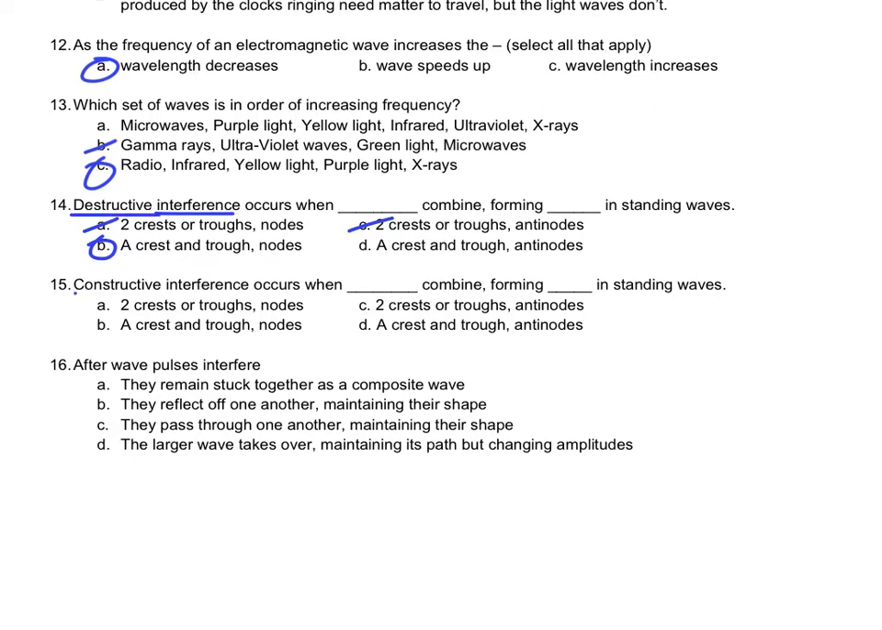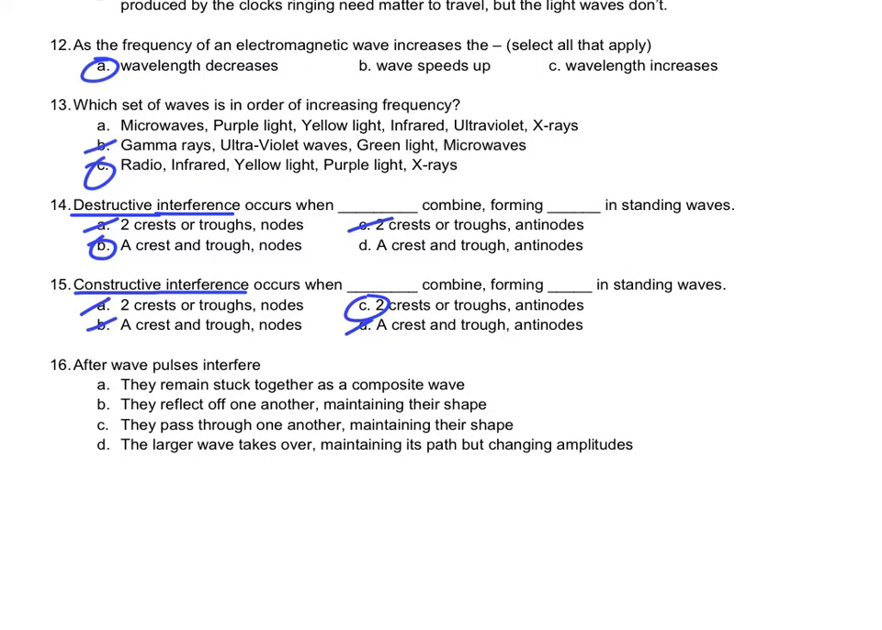In number 15, we're talking about constructive interference, where they're going to come together and form a larger wave. So I know it's not B, because I just answered that in 14. And it's not D, because that's destructive interference. I know it's not A, because the nodes are referring to destructive interference. Through process of elimination, I'm looking at answer choice C, because two crests or two troughs, when they collide with each other, are going to form a larger wave. We call those antinodes in a standing wave.